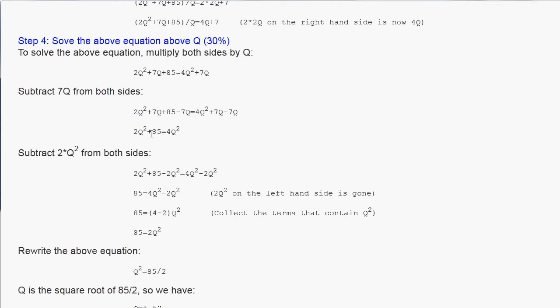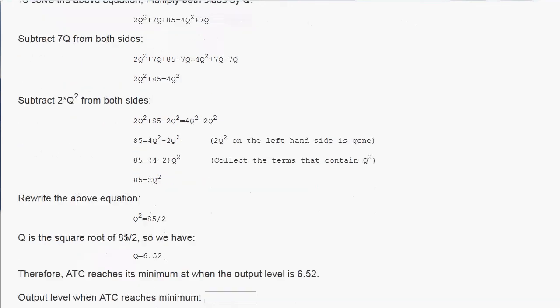We have 4Q squared minus 2Q squared. Now remember, some students will make mistakes here. How do we do that? Well, let's factor Q squared out. We have 4 minus 2 here, and that gives us 2. Many students will make mistakes here, so read this part carefully. How do we subtract 2Q squared from 4Q squared? We factor Q squared out, and we get 2Q squared here. And let's divide both sides by 2.